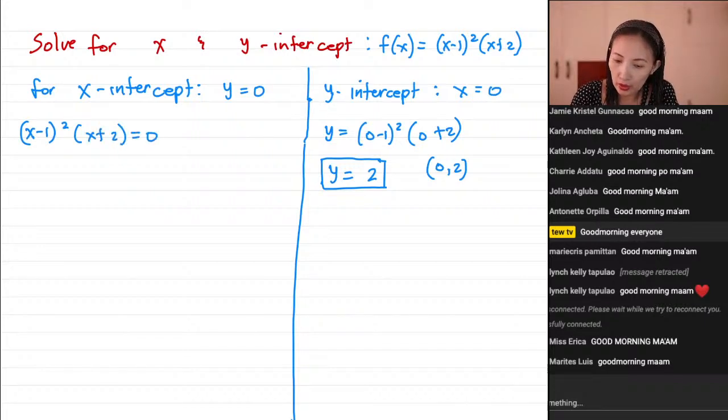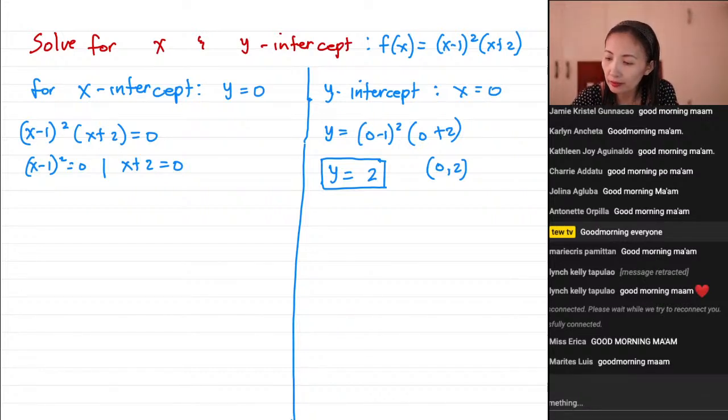Okay? So, this one will give two values. By the zero product property, we can have (x minus 1) squared equal to 0, and the other will be x plus 2 equal to 0. Why can we equate the two factors to 0? By the zero product property.